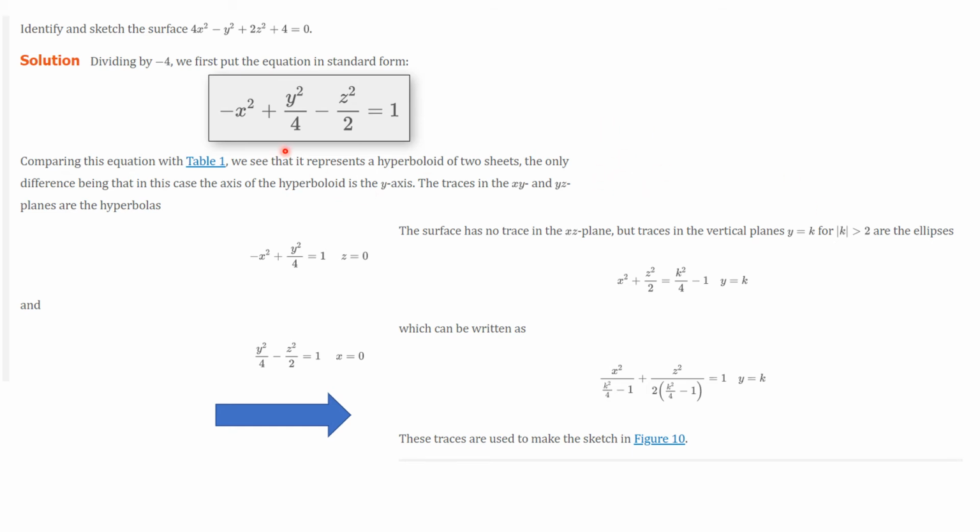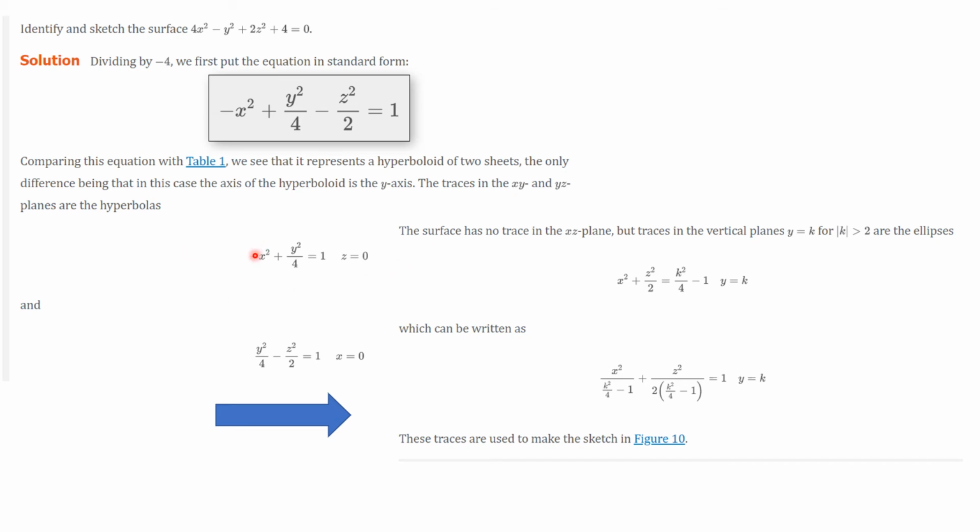Okay, so here's the one that we're doing. We divide all the way through by minus 4 and compare it with table 1, and we realize this represents a hyperboloid of 2 sheets, one of the 2 that we didn't do. The only difference being in this case that the axis of the hyperboloid is the y-axis. We look at the traces then in the xy and yz planes, and we get hyperbolas.